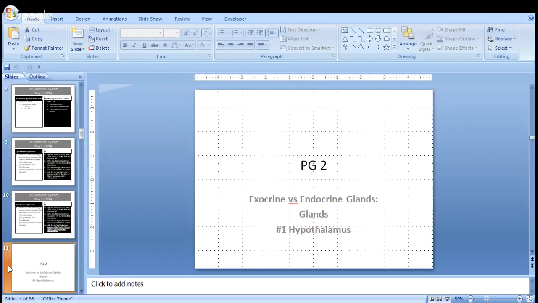Okay, so we beat that to death. Okay, let's move on. I think the effect of aging on the hormones. Anytime we talk about aging, what are we talking about?